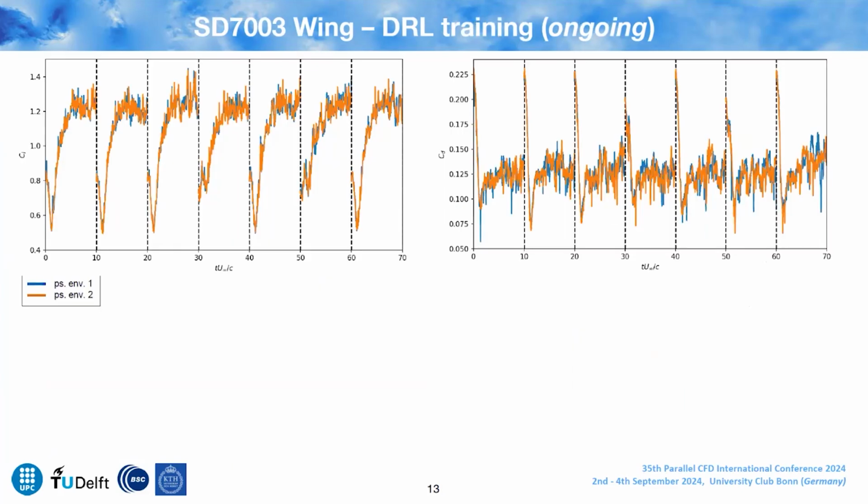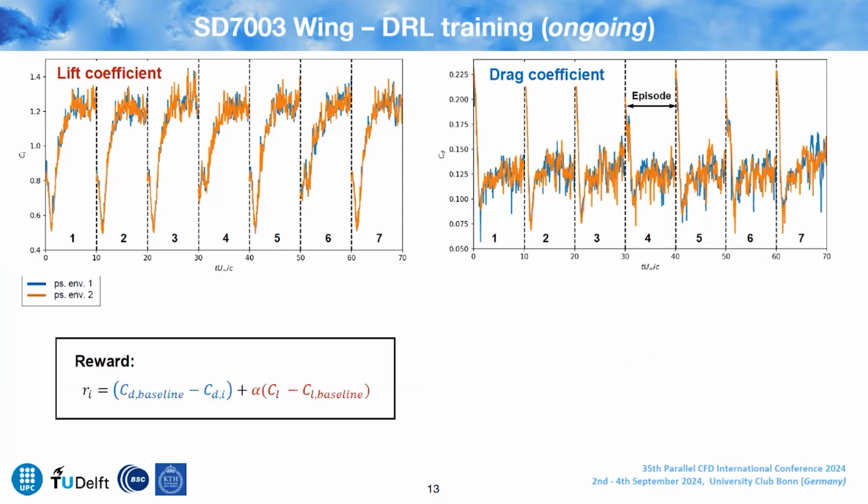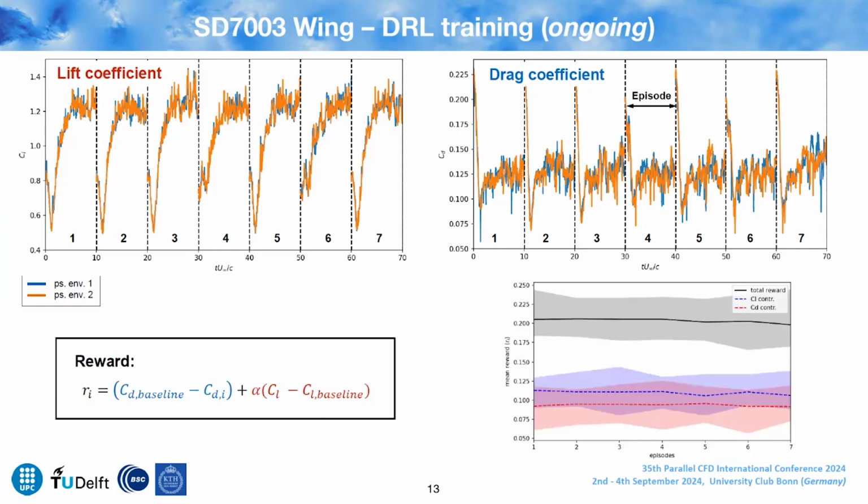For the moment, we have only 7 episodes. Each of these windows represents an episode. And here I'm plotting the lift and drag coefficients. The reward that we are using to train this is quite similar to the reward that we use for the cylinder, that has a first part that aims to reduce the drag and a second part that aims to increase the lift. As you can see, by the end of the episodes, for the moment, we are still obtaining the same drag and lift coefficients. So the reward for the moment is still a flat lane.